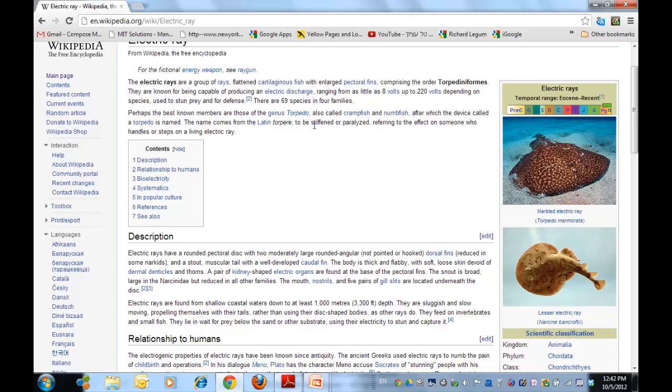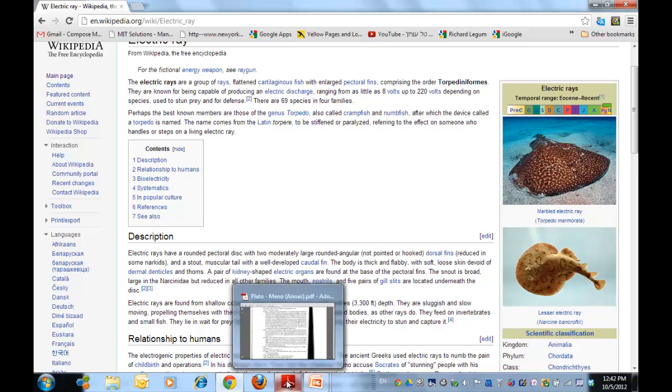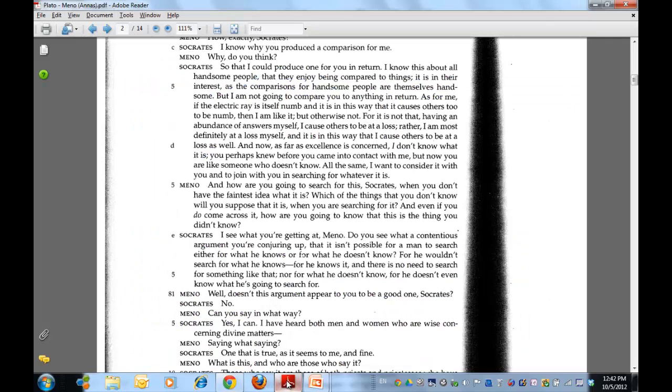Okay, so let us go back to our text now that we know he compares him to the electric ray. He says, I know this about handsome people. They enjoy being compared to things. It is in their interest, as the comparisons for handsome people are themselves handsome. But I'm not going to compare you to anything in return. As for me, if the electric ray is itself numb, and it is this way that it causes others to be numb, kind of paralyzed, shocks your brain, then I am like it, but otherwise not.